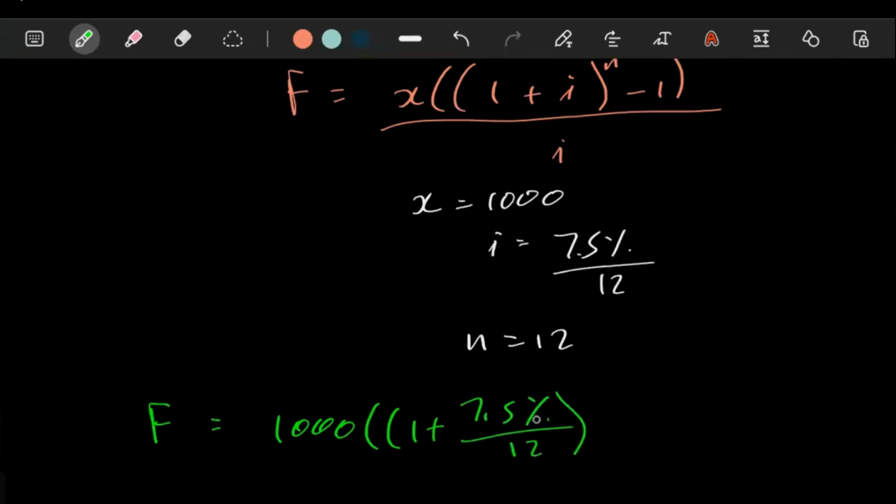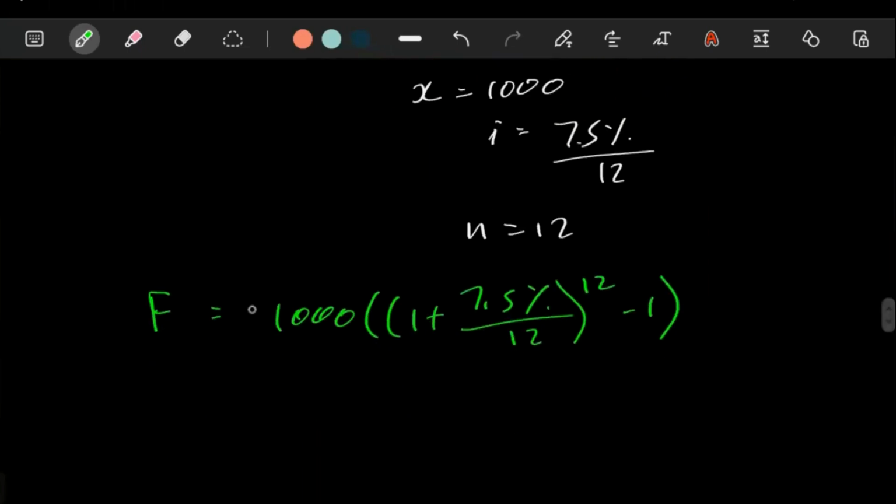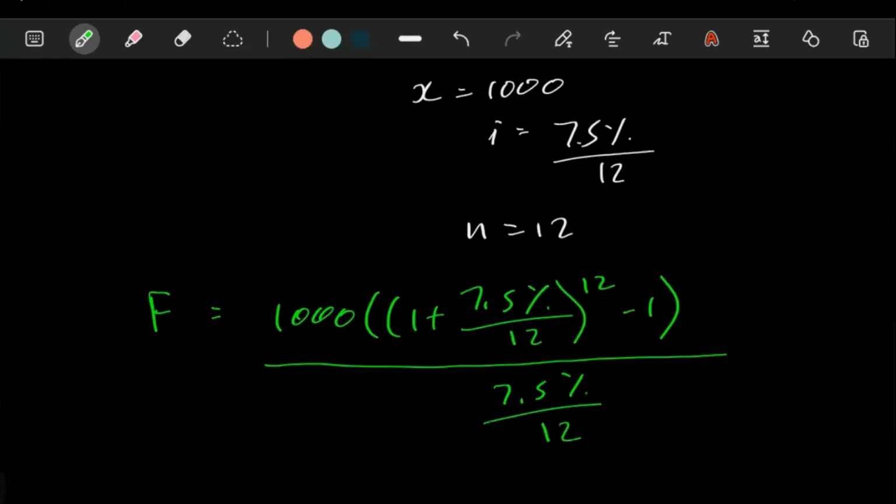7.5% over 12. Remember this percentage symbol, you have to put it in your calculator. And then this whole thing here is over 7.5% over 12. So let's put all this in the calculator and see what we end up with. 1,000, and then we have in here 1 plus the 7.5%, and then 12, to the power of 12 minus 1. This is 7.5 shift percent over 12, right? And then what do you have here?